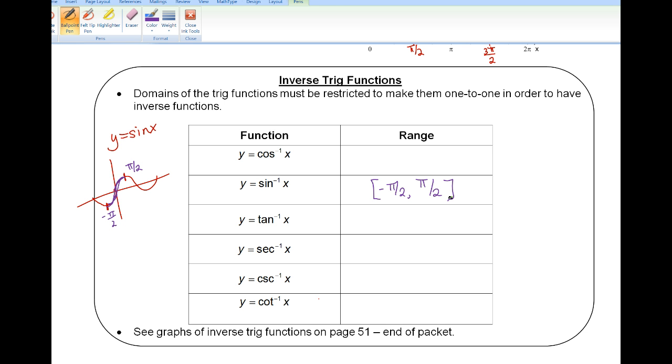Don't worry about the domain so much. I'm more focused on the range. What are the possible answers that we could get?